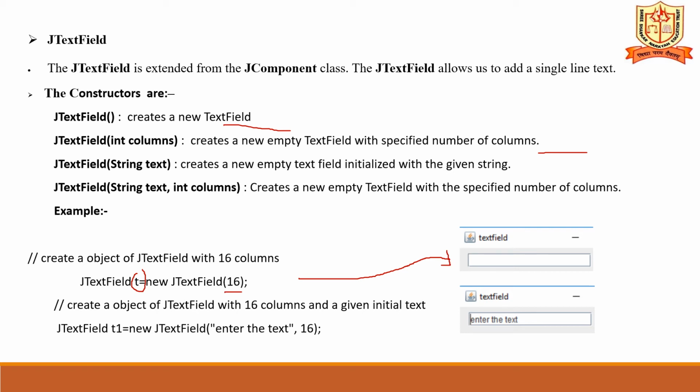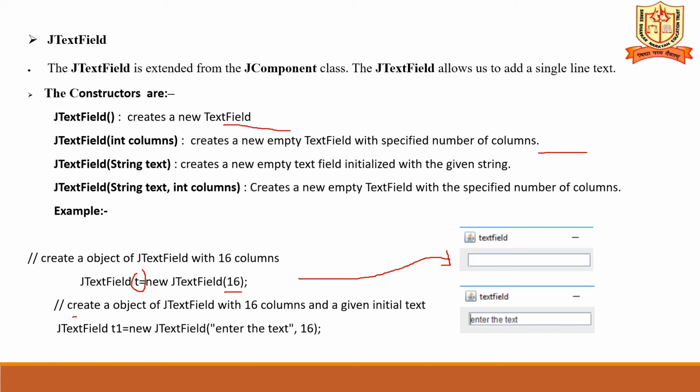And the next constructor creates the JTextField with a string as a parameter. That constructor creates a new text field initialized with a given string. And the next constructor of JTextField has two parameters. One is a string and the other is an integer. That constructor creates a new text field with a given string and a specified number of columns.